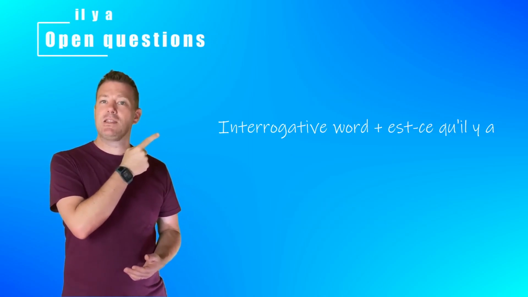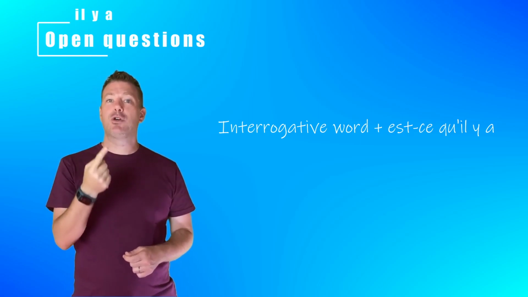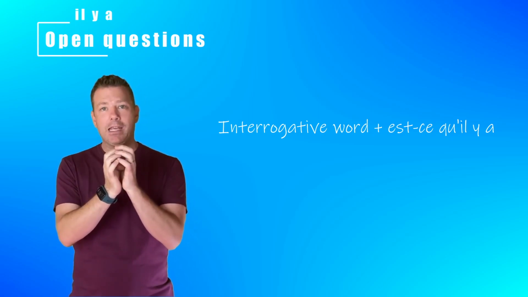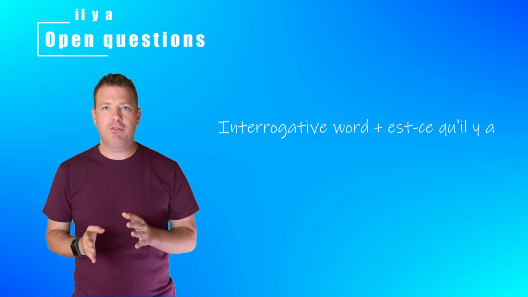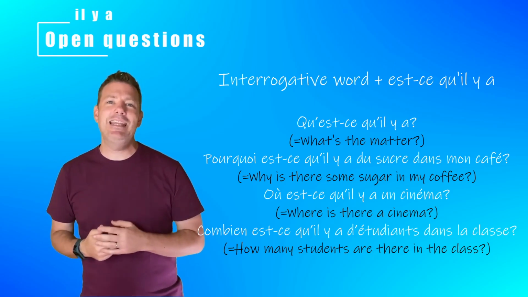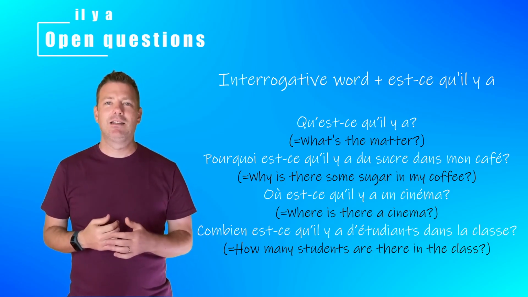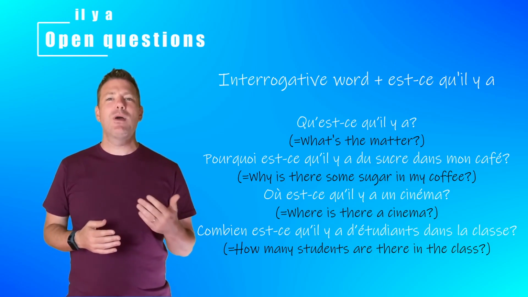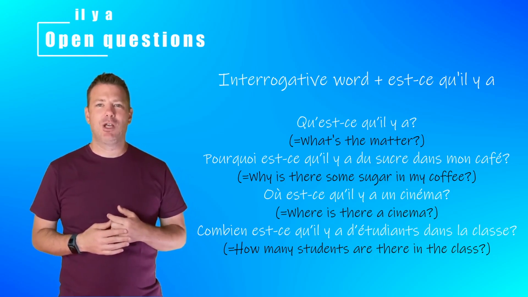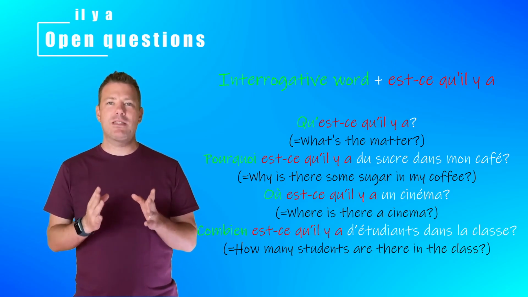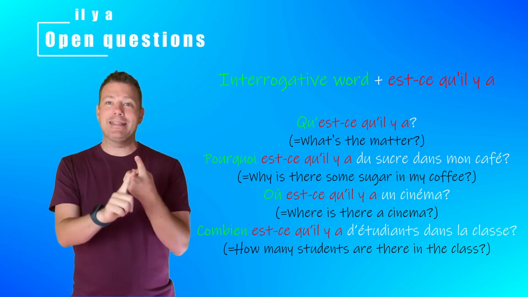In open questions, follow this structure. Interrogative word first, est-ce que plus il y a. And once again, when you join est-ce que and il y a, you need to do the elision and add the apostrophe. Right? First example, and you can repeat it after me. Qu'est-ce qu'il y a? Pourquoi est-ce qu'il y a du sucre dans mon café? Où est-ce qu'il y a un cinéma? Combien est-ce qu'il y a d'étudiants dans la classe? You see, the structure is always the same. Interrogative word, est-ce qu'il y a.